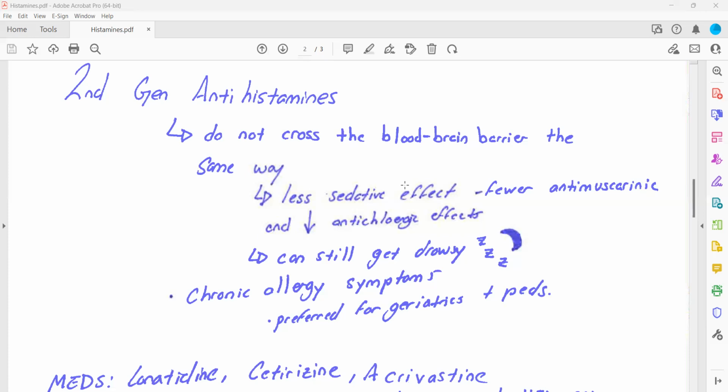So first gen is sedating, drowsy. Second gen is not drowsy. First gen, nighttime. What happens at night? Sundowners. What happens with sundowners? Confusion. Don't potentiate it with a first gen. Give them a second gen. They're going to be awake. They're going to be way less sedated. It doesn't cross that blood-brain barrier. It doesn't potentiate any confusion.